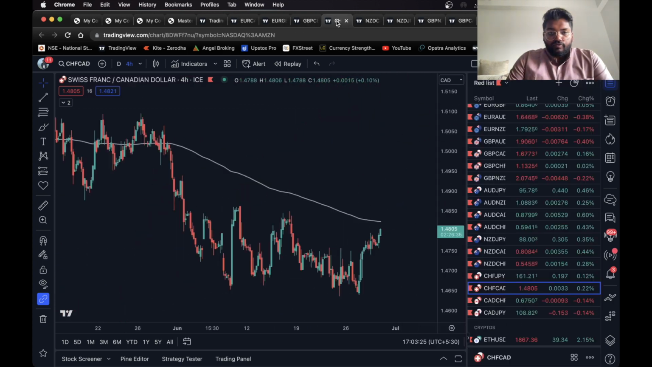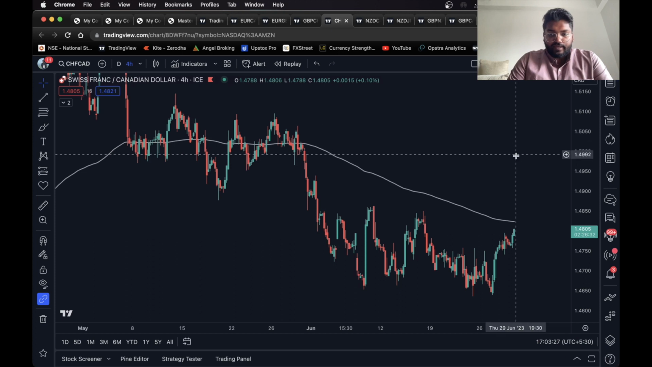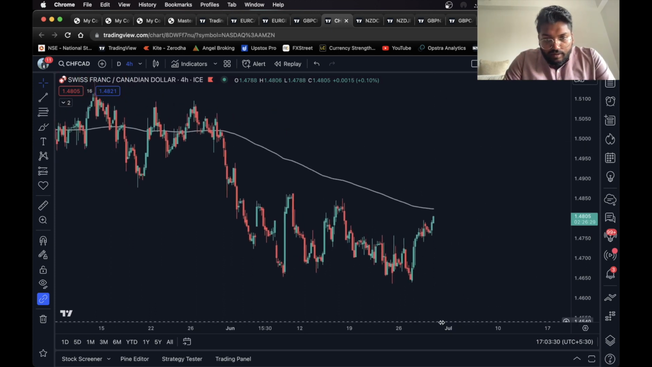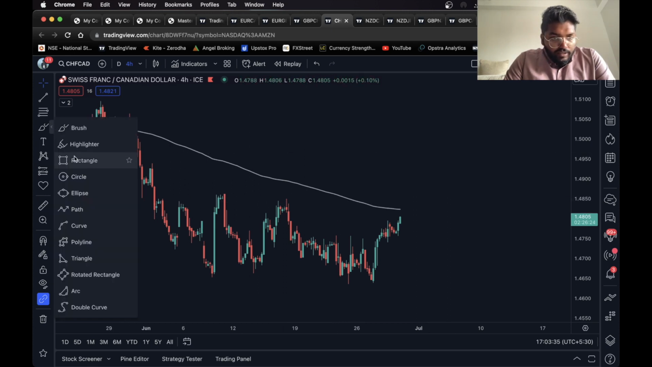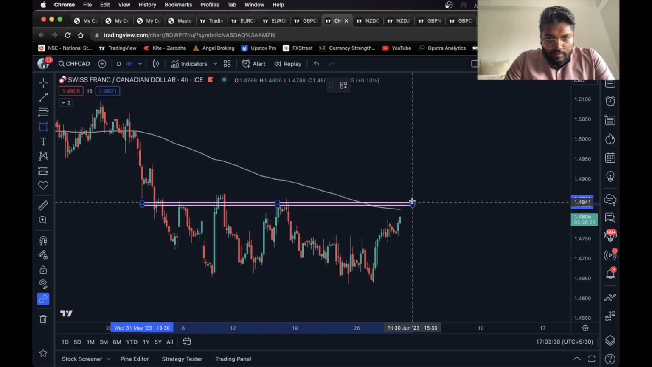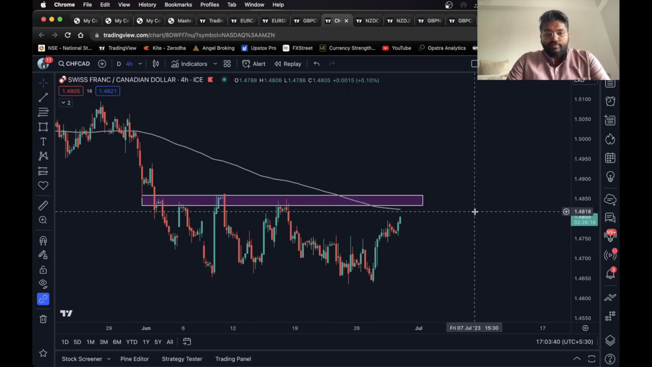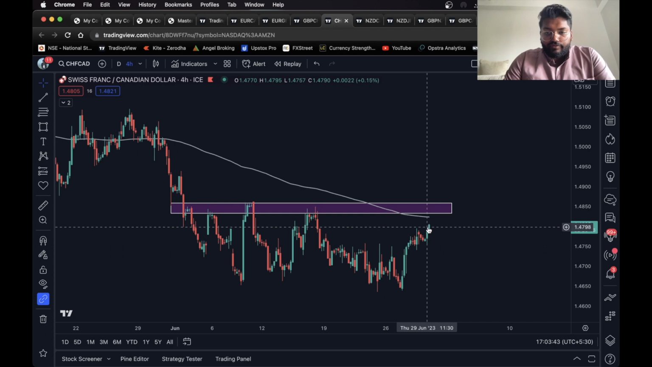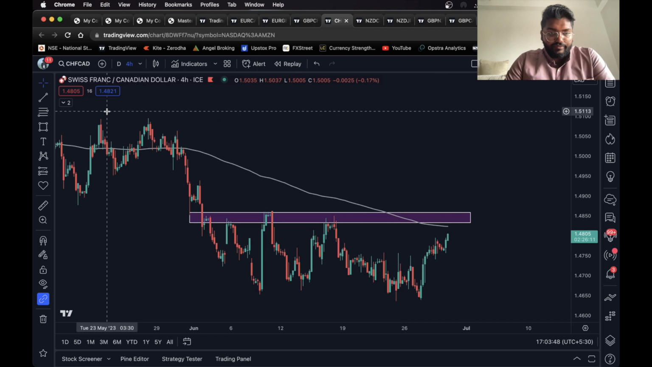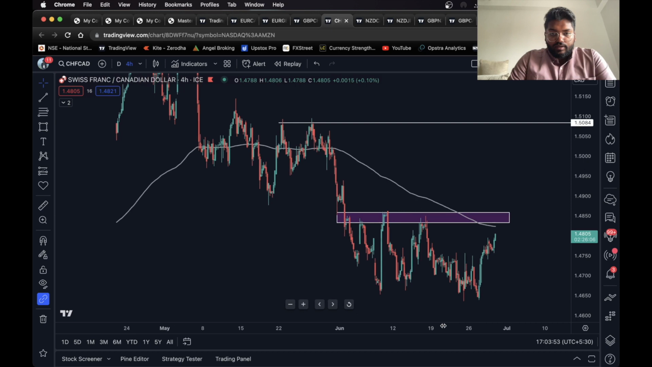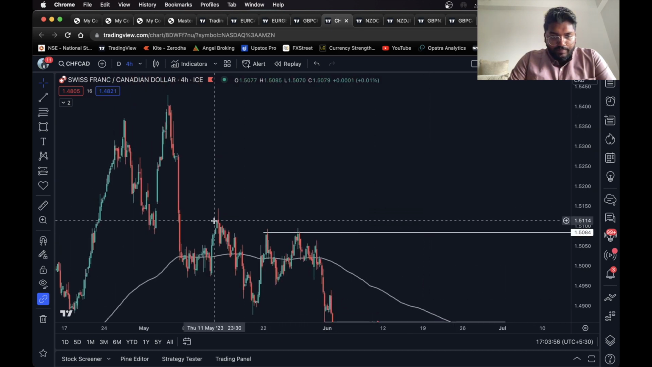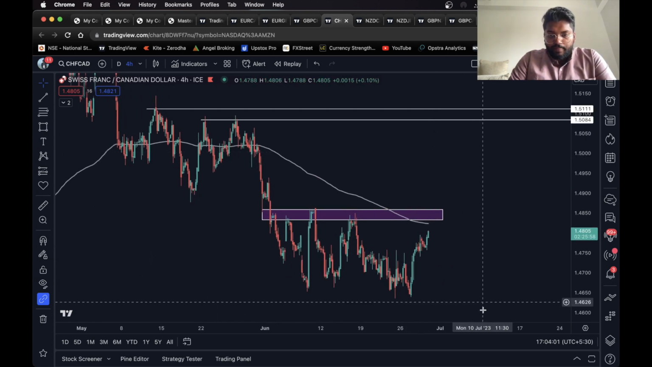Okay, moving on to the next one, we have Swiss franc and CAD, Canadian dollars. Let me just check. Okay, we can make a zone over here, right? We have a zone. So what you can do is wait for it to break the 200 EMA and sustain above this level. Once it sustains above this level, a long entry can definitely be taken, and you can consider this level as your target. If you can hold it further, this is okay, and this also, if you can hold it till there, very good.